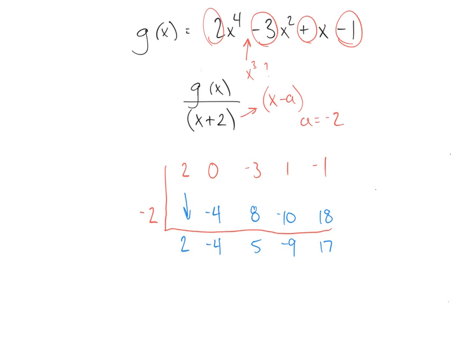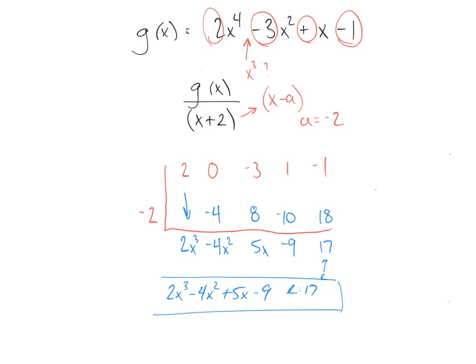So again, we remember that this is our remainder. So we're going to work backwards. This negative 9 is going to be our constant. This 5 is going to have our x to the first term. This negative 4 is our x squared term. And then this 2 is our x to the third term. So our answer is 2x cubed minus 4x squared plus 5x minus 9, remainder 17. And that is our answer.